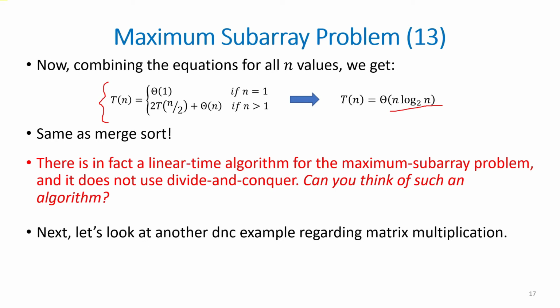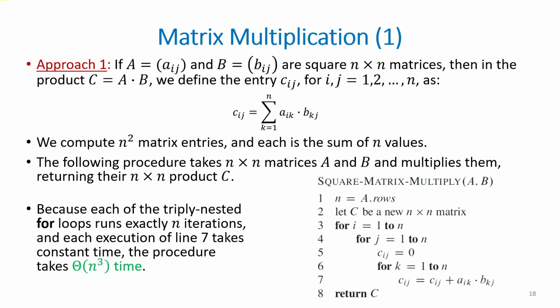Next, let us look at another application of divide and conquer in matrix multiplication. We all know how to multiply matrices. If A and B are square matrices of the same dimension n, then their product, denoted by C, is obtained by summing the product of each row of A with every column of B. This is done for n squared entries in matrix C.